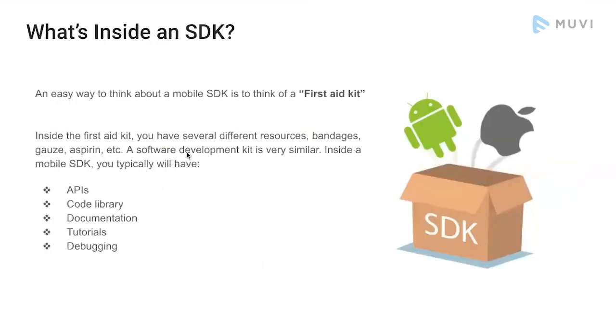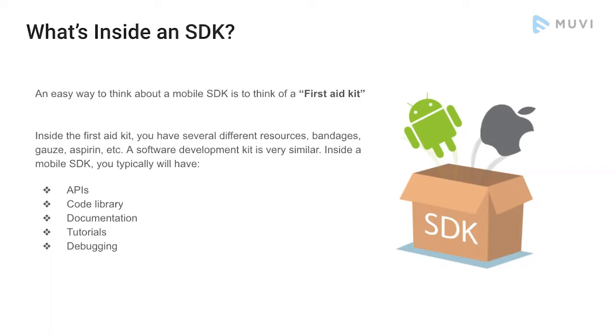Now, I have received this question a lot: what is actually inside an SDK? I'll try to bring an analogy of an SDK with a first aid kit. You know what a first aid kit is. In a first aid kit, there is a lot of equipment: bandages, aspirin, gauze, medicine, but you don't use all of them, right? You use those things that are actually required. If you have a wound, you will maybe use a bandage. But if you have a fever, then you will use medicine.